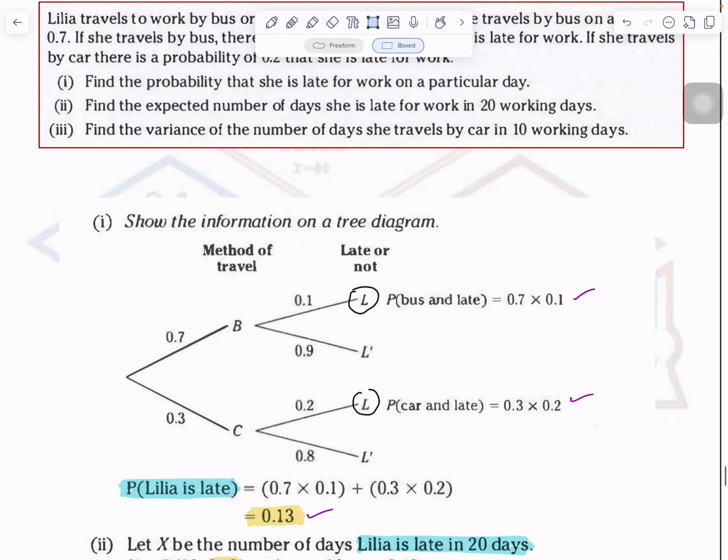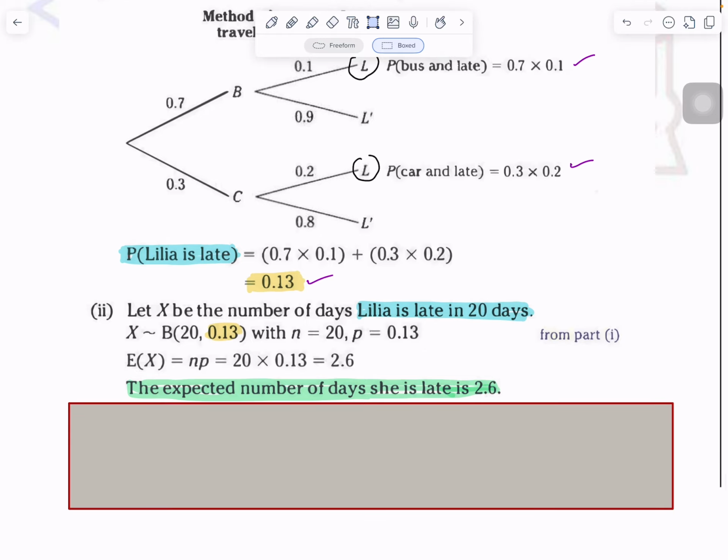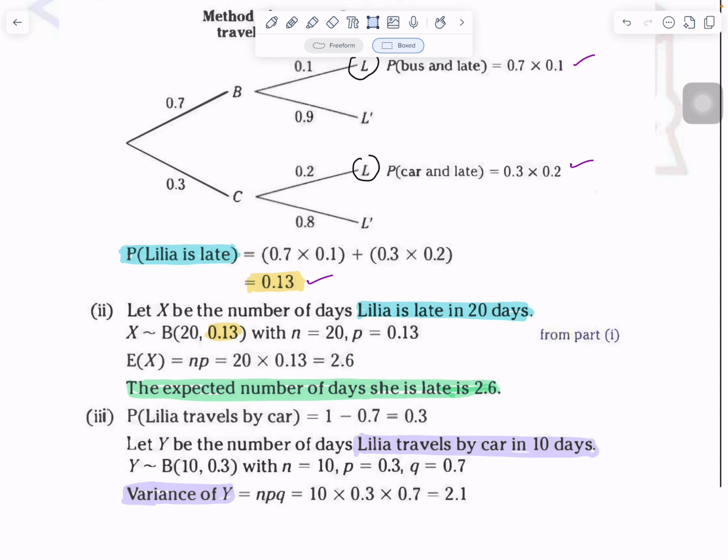And now the last part is find the variance of the number of days she traveled by car in 10 working days. So now we have to find variance but with 10 working days. So again your distribution will change. So you can see every time the distribution is written very clearly and separate letters are used. We have done this before also. So I hope you understood it.